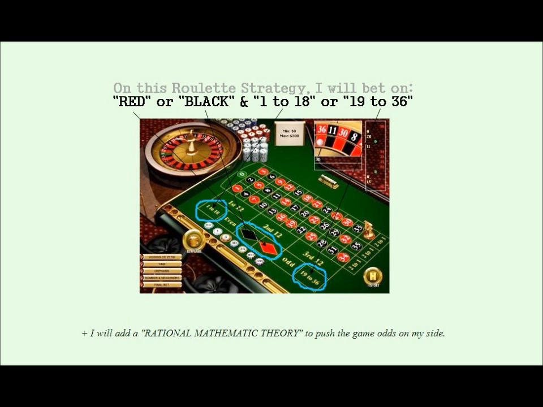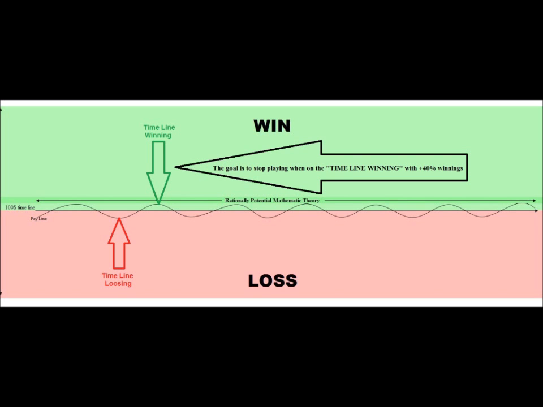So on the strategy I am going to show you, I will play the 1 to 18 and 19 to 36. Plus I will add color bets on the red or black. I will use color bets for winnings, but also as bet covering, as I will explain later in this video. Now if we look back at the graphic with the $100 timeline, as I will get some sequences of small winnings and small losses, I will wait to be on the small winnings graphic, and then stop playing with what I have won.